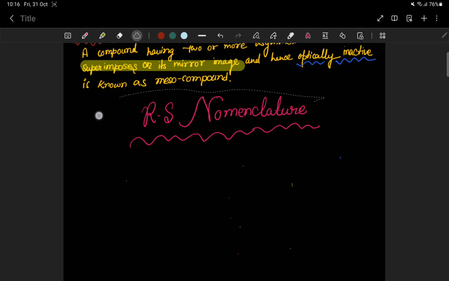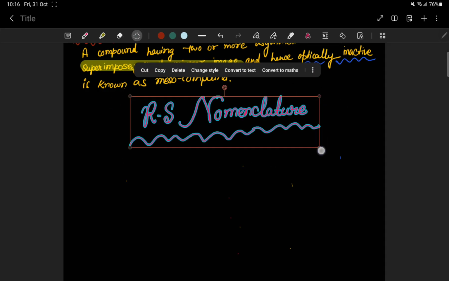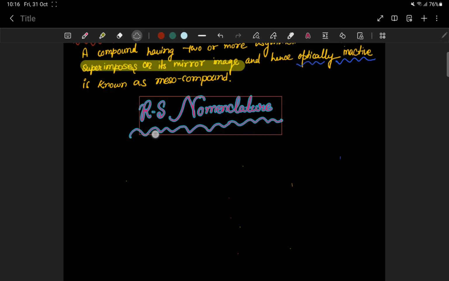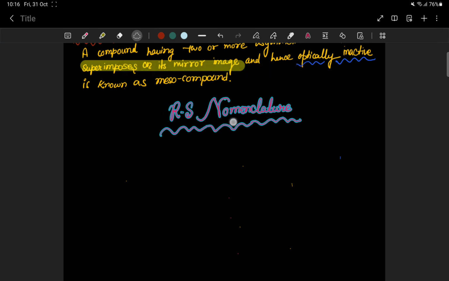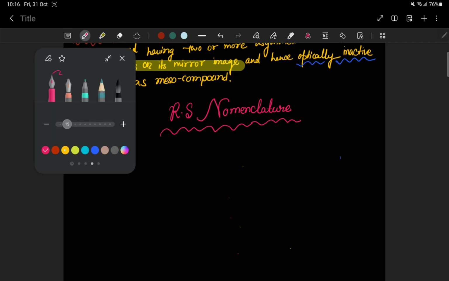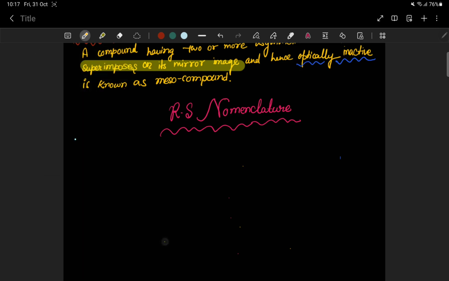Okay, let's select this. Once I start with this RS nomenclature, let's talk about the configurations and everything. So you have to remember some points and I'm writing it for you. Okay, so the first point is configuration.